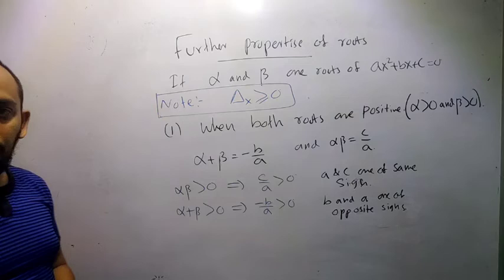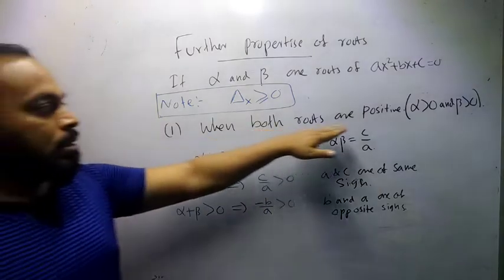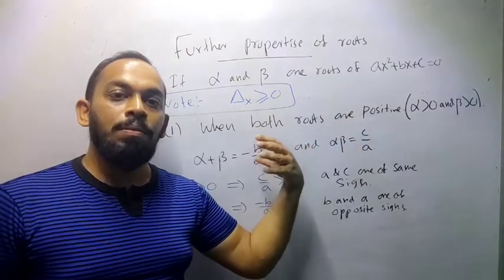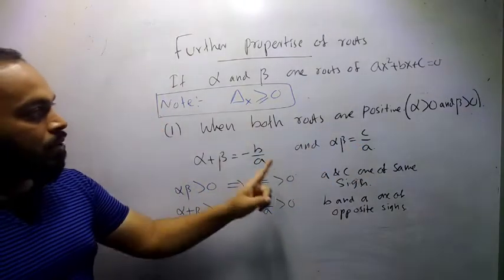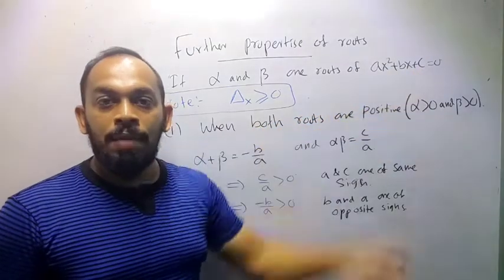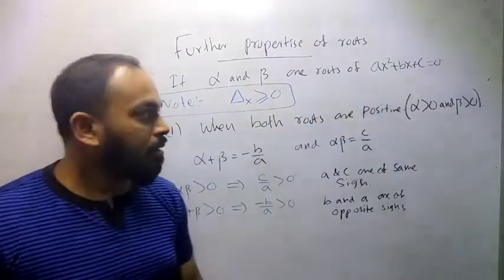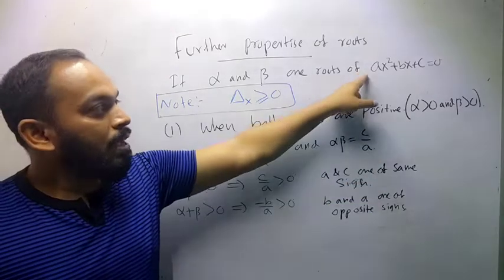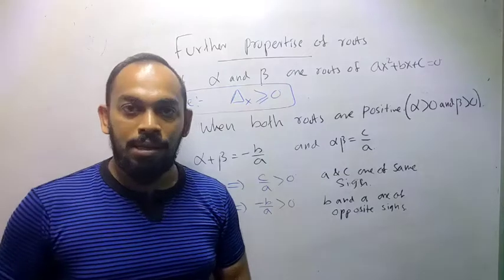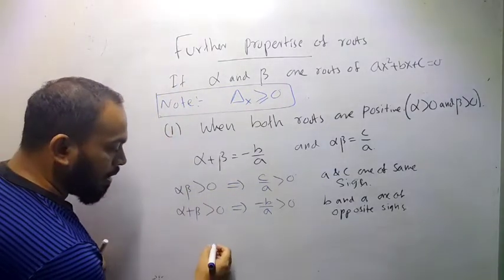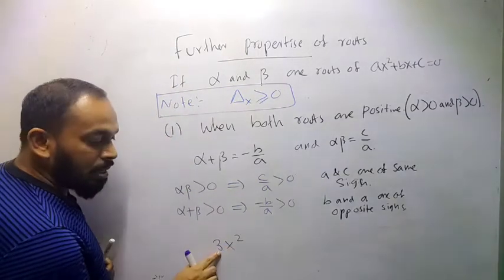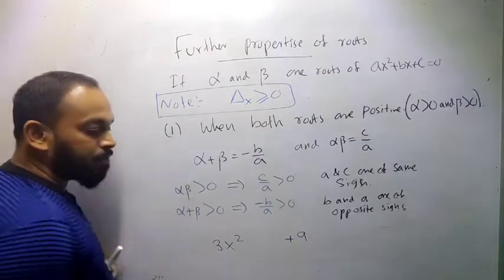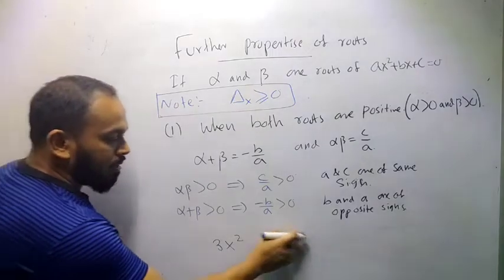Now, if I want to have both roots of my quadratic equation be positive, then you have to select A and C of the same sign. Then B should be opposite to A. So whatever the sign of A is, B should be opposite of that sign. For example, suppose I take 3x squared. You can see 3 is positive, so my constant should also be positive. Let's say this is 9. Or let's say just 1.